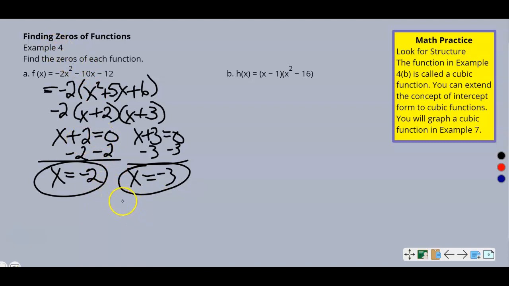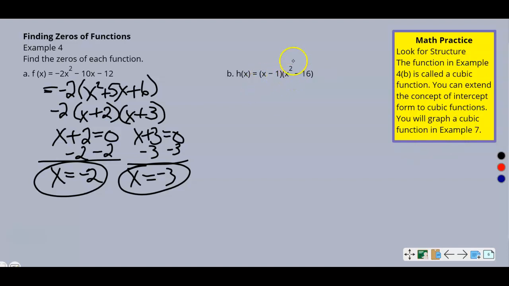All right, so B part, h of x equals x minus 1 times x squared minus 16. All right, so over here you can see, look for structure. The function in example 4b is called a cubic function. You can extend the concept of intercept form to cubic functions. You will graph a cubic function in example 7. So we're kind of looking ahead.